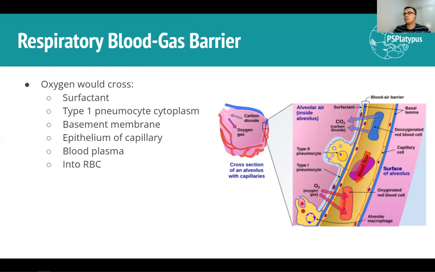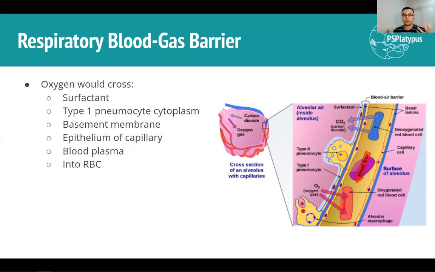So it has to, first of all, travel across a layer of surfactant. And if you remember, the surfactant was secreted by the type 2 pneumocytes. So that's your first layer, surfactant. And then it's going to meet our type 1 pneumocytes. So that's your simple squamous cells. And then once it passes through that, it's going to reach a basal lamina, because as you know, epithelium has a basal lamina, so it's going to have to pass through that. And then it'll reach the endothelium, so the epithelial cells of the actual blood vessels, the capillaries.